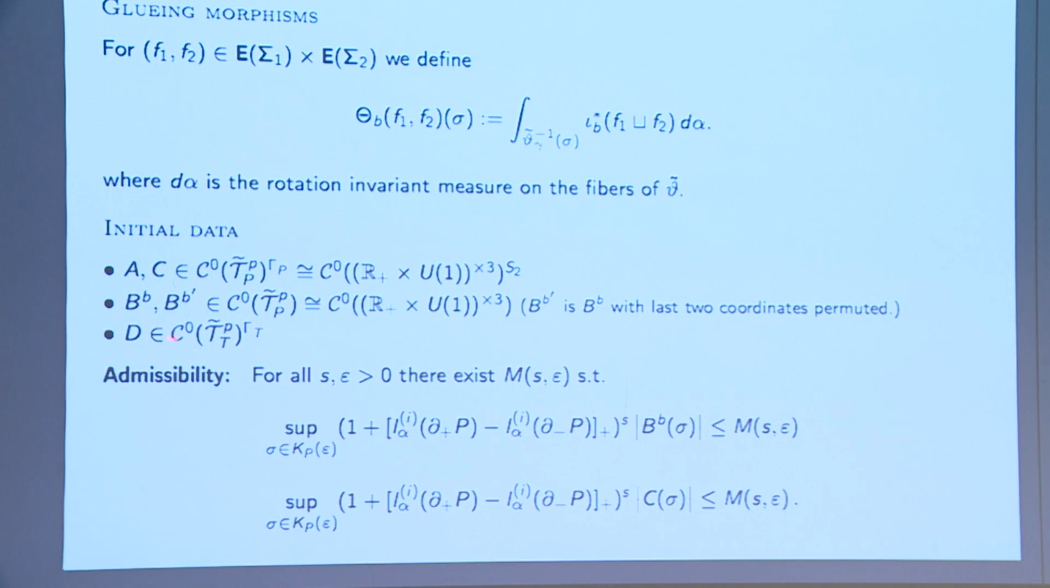And then I must specify a continuous function that is mapping class group invariant on the Teichmüller space of the one-hole torus. And now the admissibility of the initial data becomes very simple in this case. It just says that for all s and epsilon bigger than zero, there must exist a constant depending on these two, such that if you take the supremum over the systole set of one plus the positive part of the interior length minus the exterior length, and you take that times the function for the recursion kernel B, this must be bounded by this constant, and correspondingly for C.